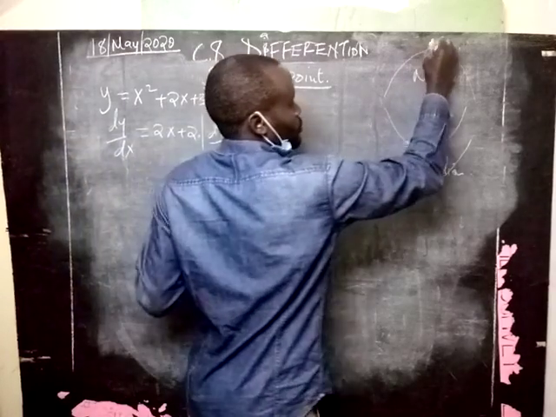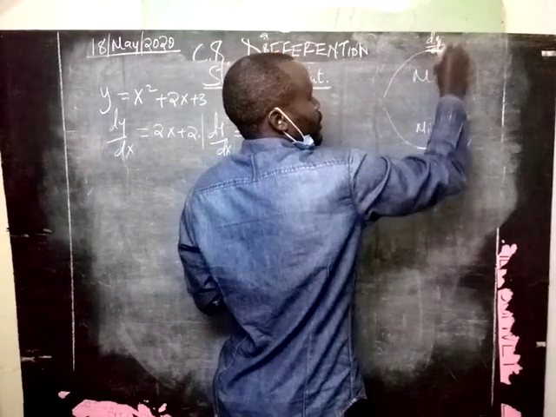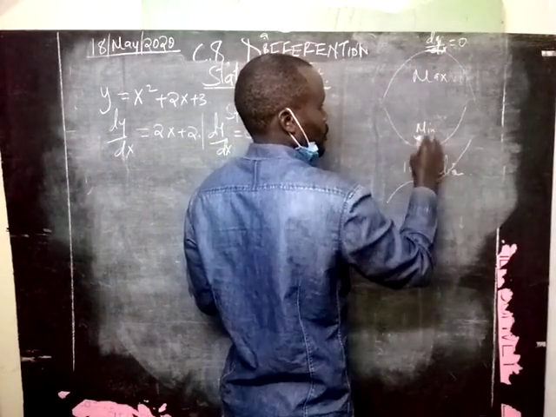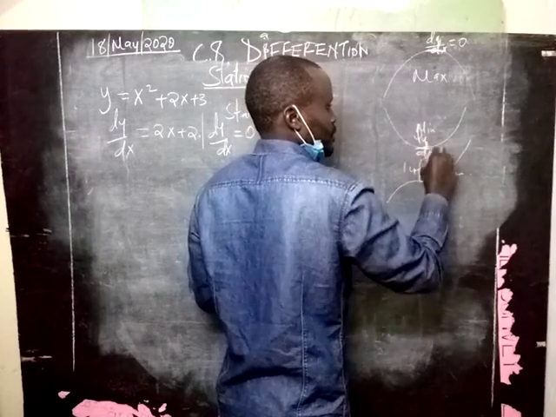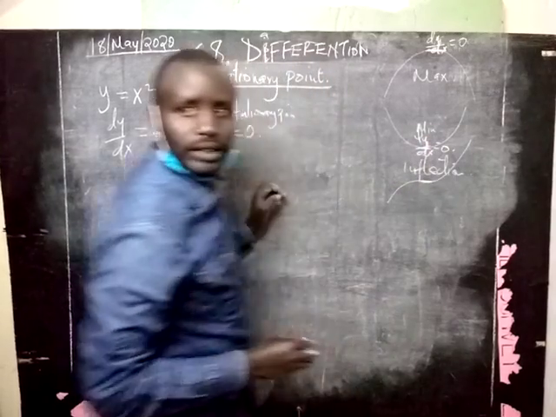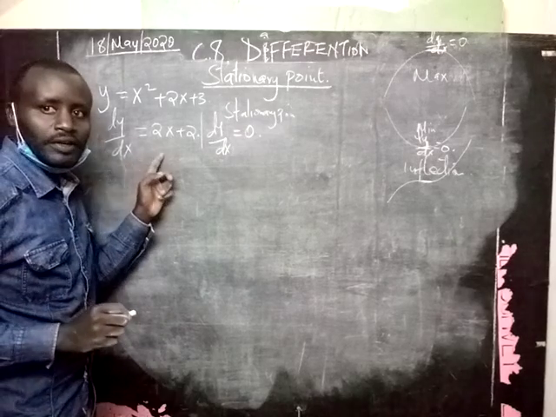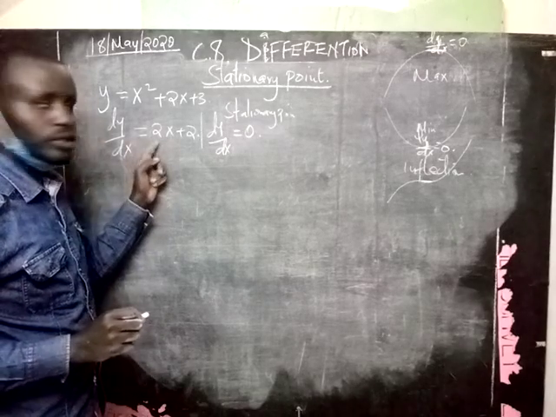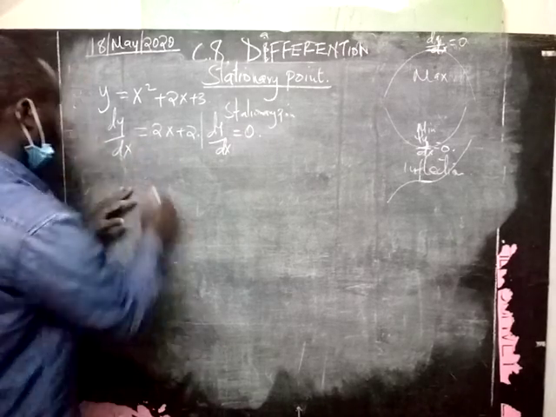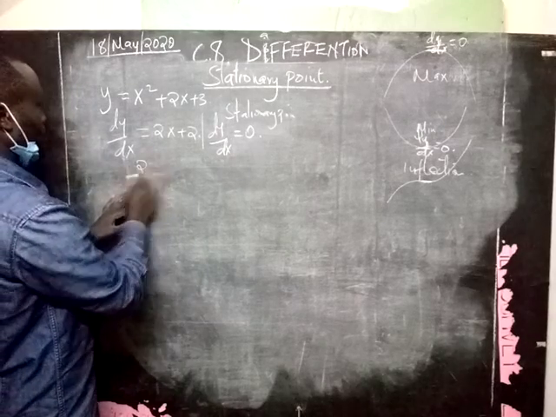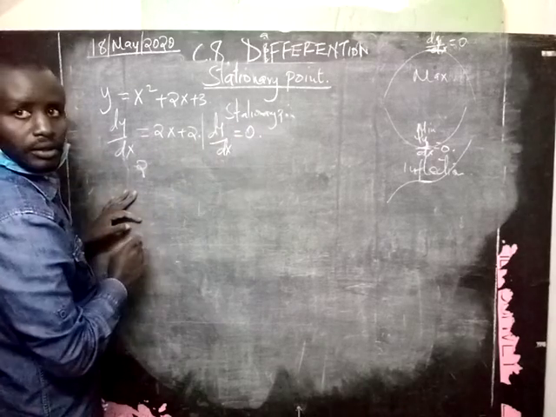Here, dy over dx equals 0. dy over dx equals 0 at those turning points. So we want to find the value of x at this turning point. So we are going to equate, of course we know it is equal to 0.